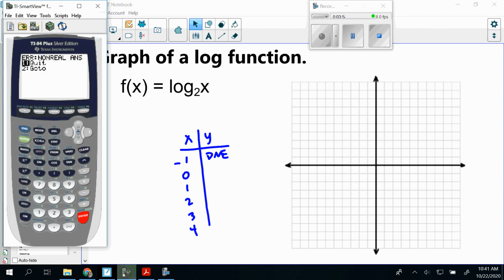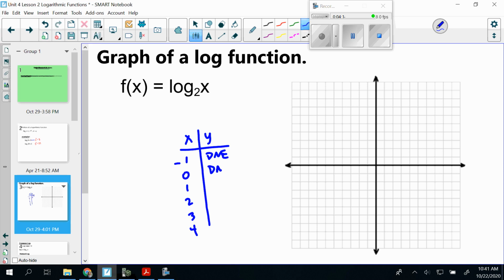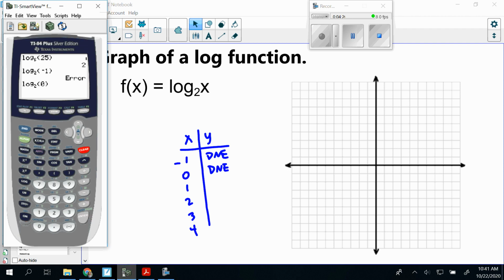Let's try the next one. So we're going to do the same thing here. Log base 2 of 0. That one also does not work. Besides doing logs of negatives, you also can't do logs of 0. The rest of these here should work. So let's do the remaining ones now.